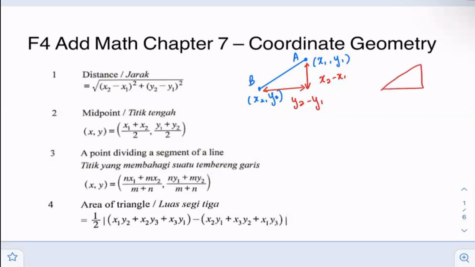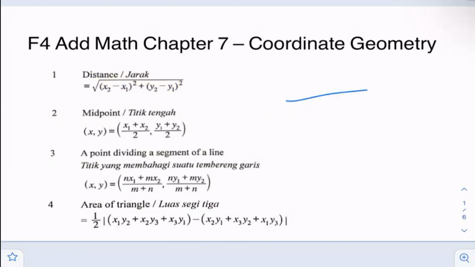So it's similar to Pythagoras theorem, where we have a right angle triangle, and this will be your A, your B, your C, and we say C squared equals A squared plus B squared. And C will be equal to the square root of A squared plus B squared. As you can see, this is very similar to the formula here, where A will be x2 minus x1, and B will be y2 minus y1. So that's how you get the distance between 2 points.